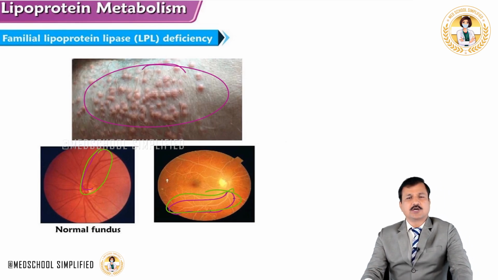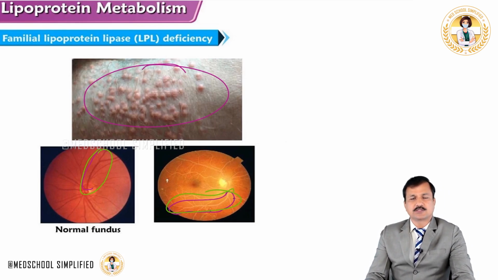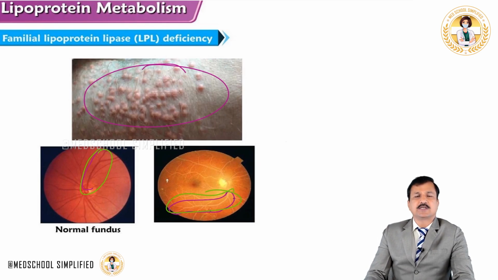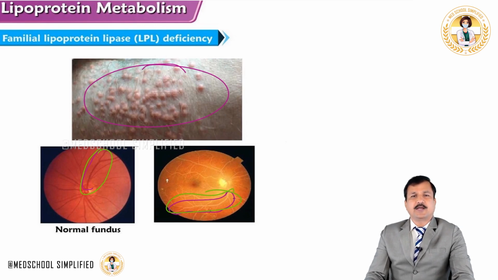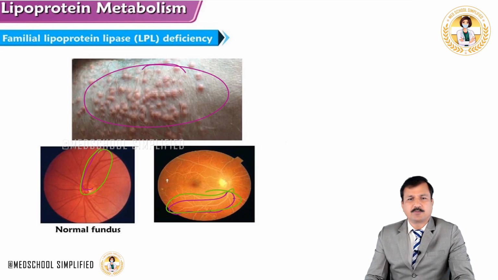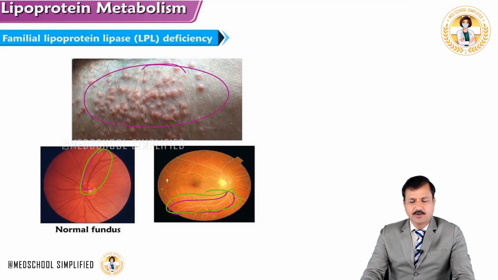So that's about metabolism of chylomicrons and metabolism of VLDL. We have seen how chylomicrons are converted to chylomicron remnants, the role of lipoprotein lipase, how VLDL is converted to IDL, IDL into LDL, the role of lipoprotein lipase, hepatic lipase, and cholesterol ester transfer protein. And also we have studied abetalipoproteinemia and familial lipoprotein lipase deficiency. That's about chylomicron metabolism and VLDL metabolism.